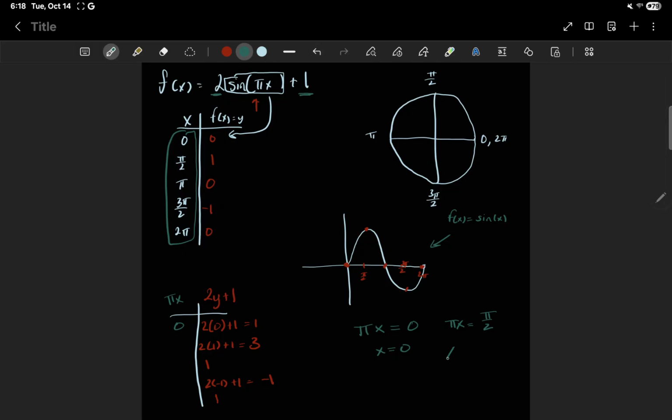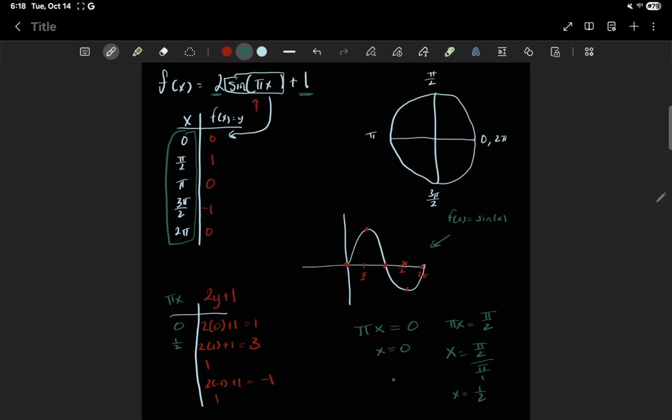So we divide by pi. We get x is equal to pi over 2 divided by pi. Remember, you flip and multiply. This is just going to give you x is equal to 1/2. So I'm not going to show you how to do the algebra at this point. You should already know how to do that. I'm just showing you the technique. We set pi x equals pi over 2, and we just try to get x by itself. That tells us our new x is 1/2.